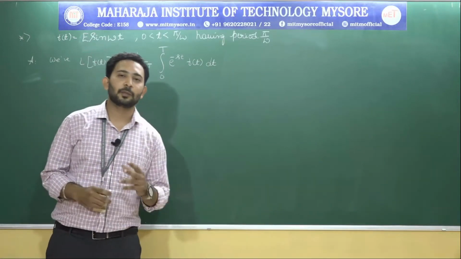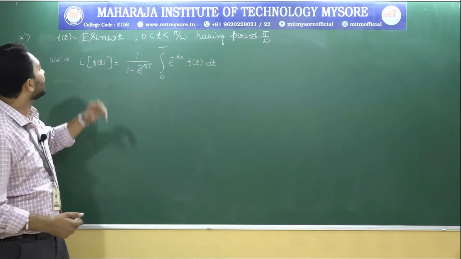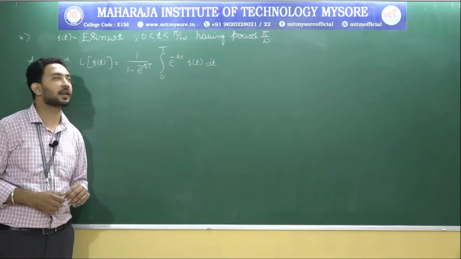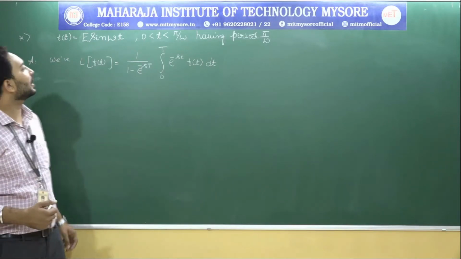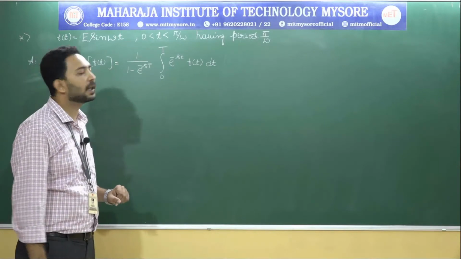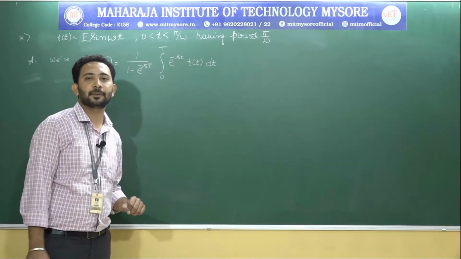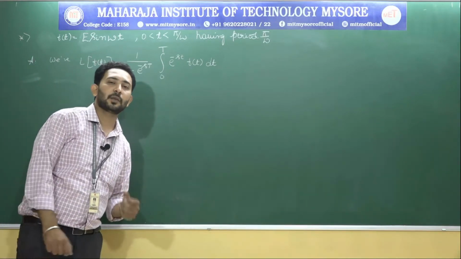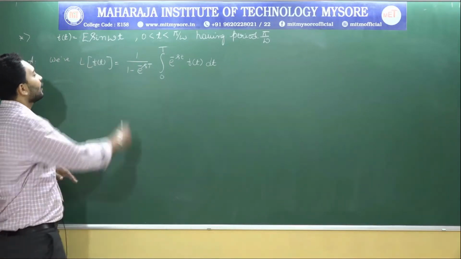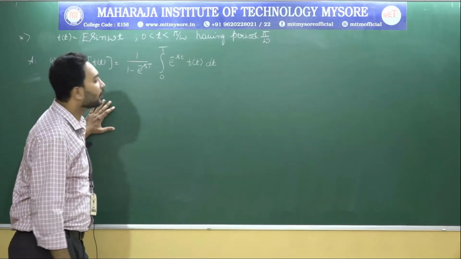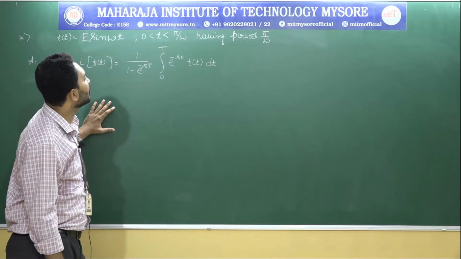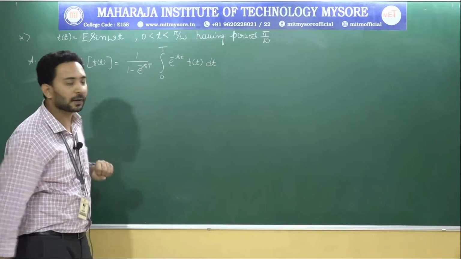Okay, second problem. Find the Laplace transform for the full wave rectifier f of t equals e sin omega t for 0 less than t less than pi by omega having the period pi by omega. So what is the formula to find the Laplace transformation of periodic function? It is Laplace of f of t equals 1 over 1 minus e power minus s into capital T integral from 0 to T e power minus st into f of t.